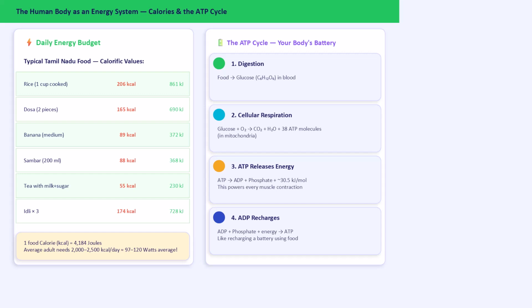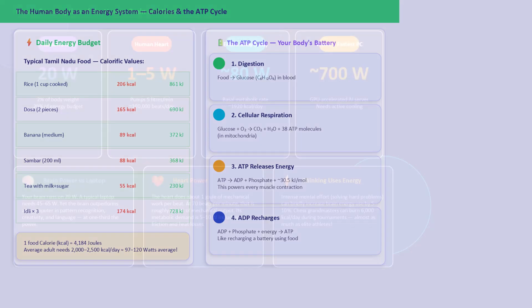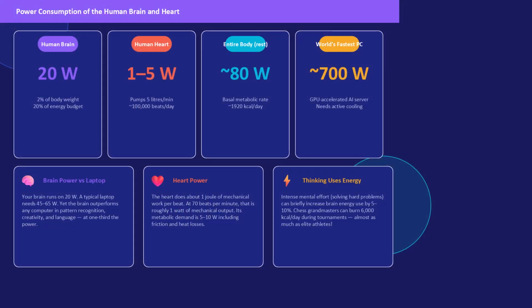and that gives an average metabolic rate of about 100 watts, roughly the same as a household light bulb running continuously. You are a 100-watt machine. Here is a fact that should make you proud of your brain. It consumes only 20 watts, yet it outperforms any artificial neural network in creativity, intuition, and generalization.